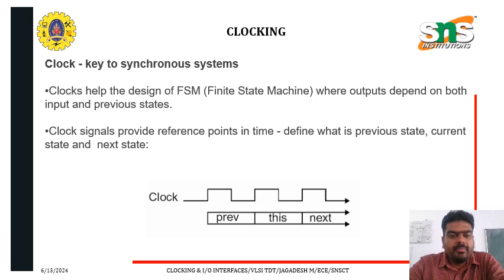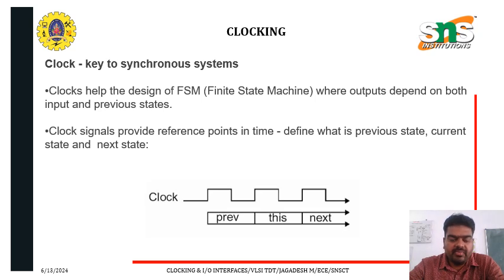So what is clocking? Clock, the key to a synchronized system. The clock helps the design of an FSM, that is a finite state machine, where output depends on both input and the previous state. Clock signals provide a reference point in time, and define what is the previous state, current state, and next state.